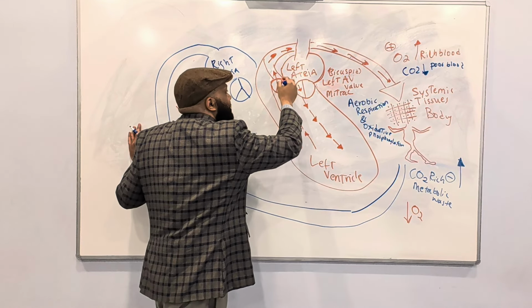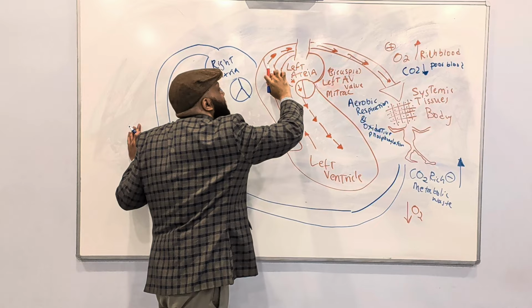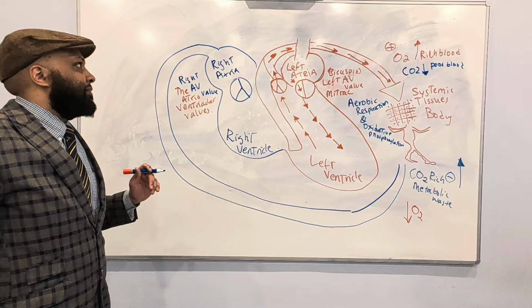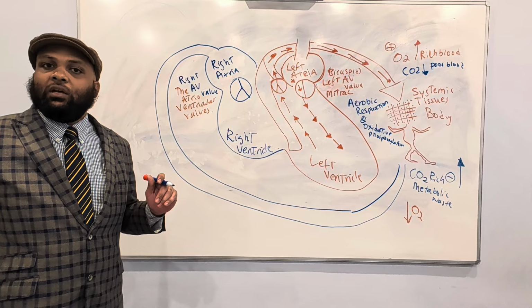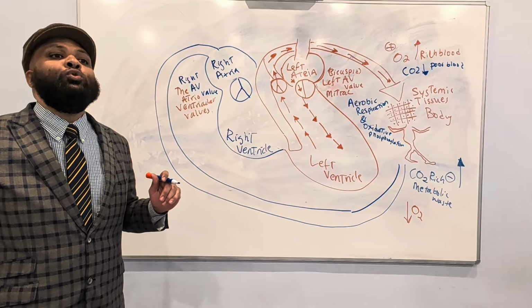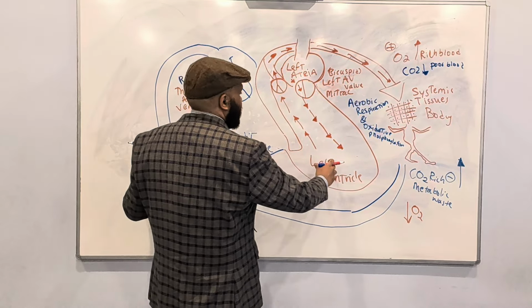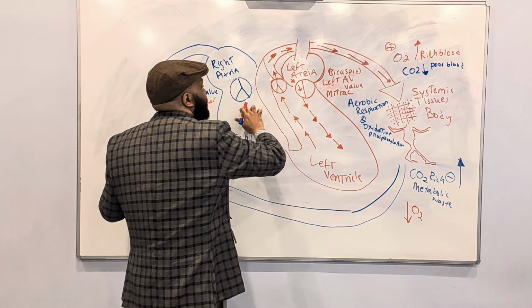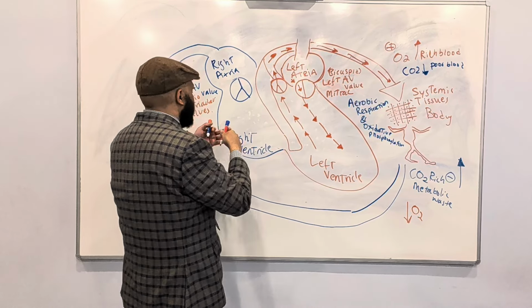What about the valve between the ventricle and the blood vessels, the ones leaving the heart? What do we call those valves? Those are known as the semilunar valves. Semilunar means you're connecting the heart to the rest of the body. In the same way we have two atrioventricular valves, we have two semilunar valves.